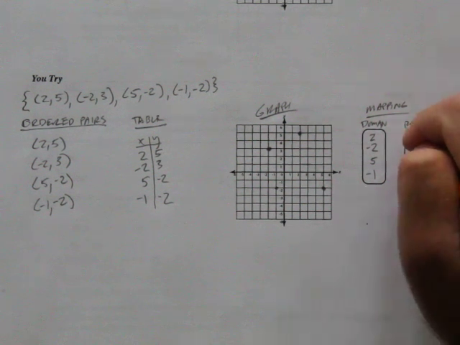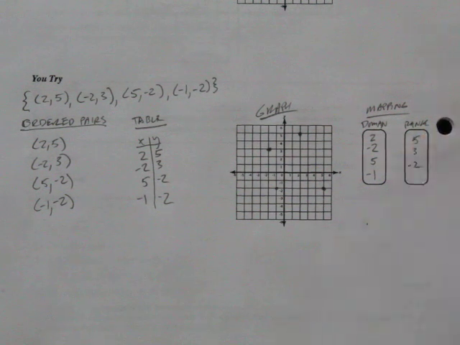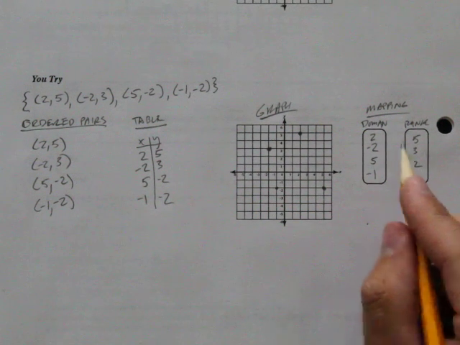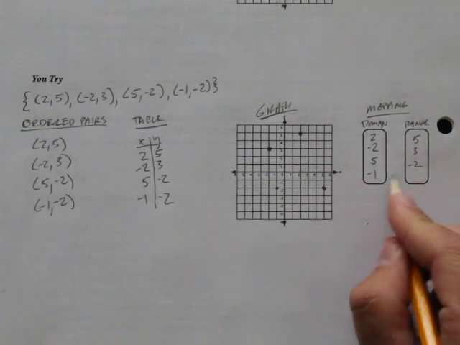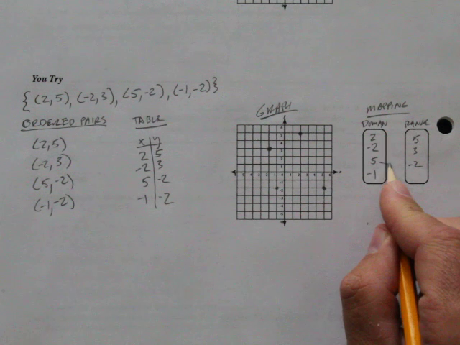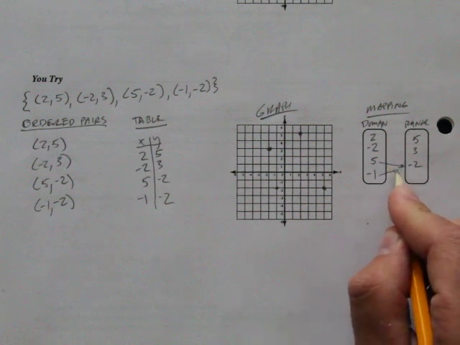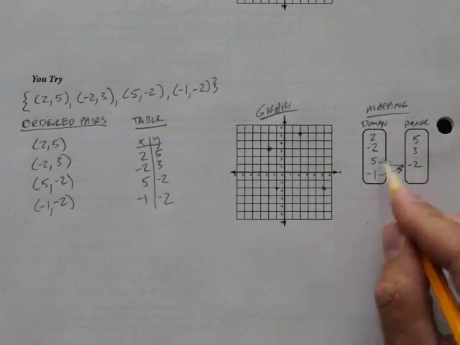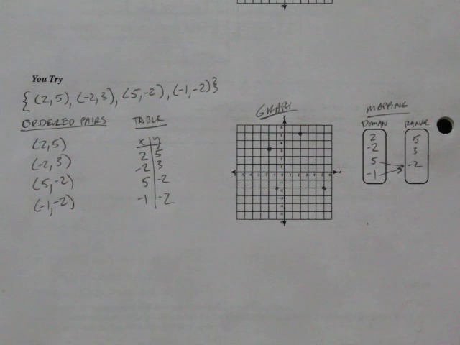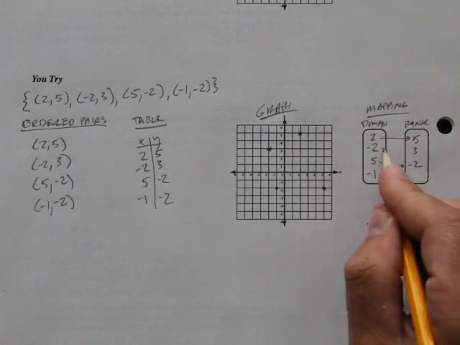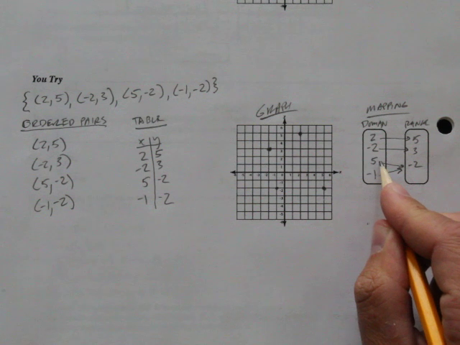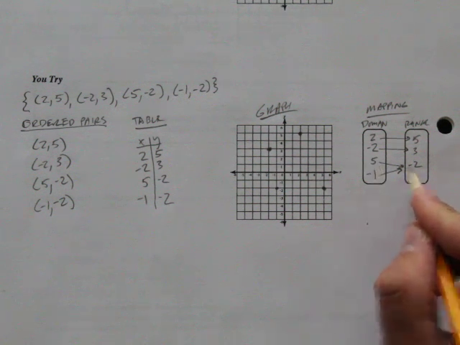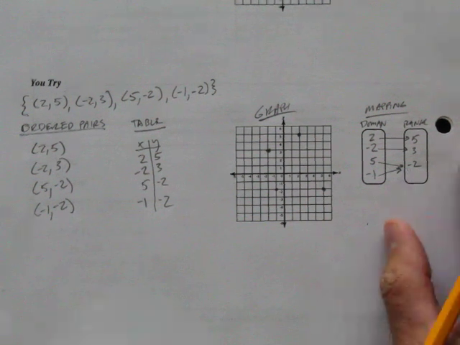The range is 5, 3, -2, and -2, but I'm not going to write -2 twice. Why would I do that? All I'm going to do is say when I get to -2, 5 goes to -2, and so does -1. They both go to -2. They both have -2, so they belong to one another this way. 2 goes to 5, -2 goes to 3. These two x values both have the same y value in common.